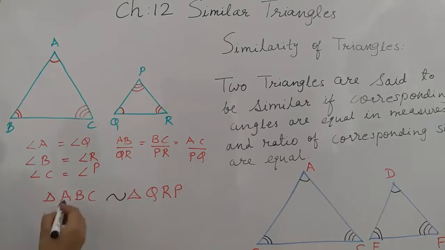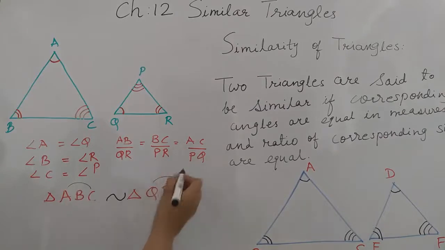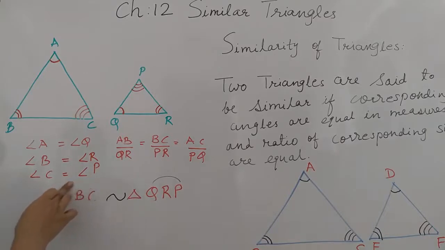This AB, then it is QR. You see, AB, QR. Then another is BC, then RP or PR you can write. And the third one is AC, then here is QP or PQ. So here we can say the corresponding angles and sides are in ratio and equal. So we have to write the order in accordance with the angles and sides we have taken. So here I have written triangle ABC similar to triangle QRP.